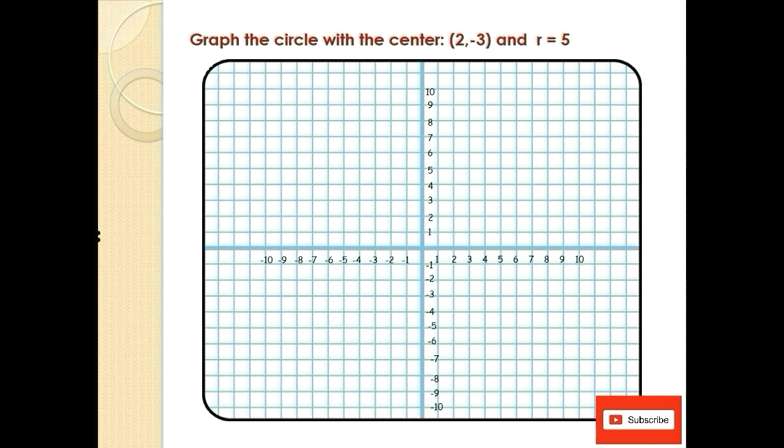So how do we graph our circle? First, we locate the center using its coordinates. In the x-axis, let us locate positive 2. In the y-axis, let us locate negative 3. So where do the coordinates meet? There you are. Now, the next thing to do is to locate at least 4 points on the circle. Since our radius is 5 units, we will count 5 units from our center.